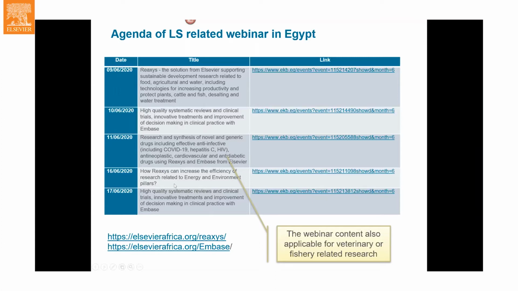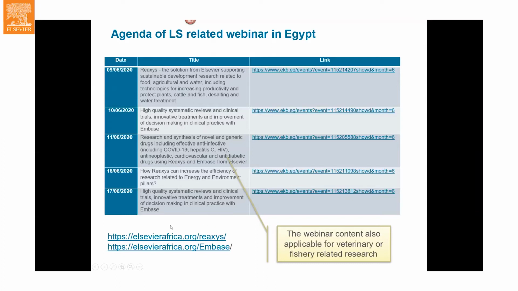The next week, you would be able to get the benefits from the webinar focused on Reaxys and how it can increase the efficiency of research related to energy and environment. We will talk about oil and gas downstream, about green chemistry, about assessment of safety of the research. And after that, we will have another webinar, which would be focused on high quality systematic review, clinical trials, innovation treatment, and improvement of decision making in clinical practice using Embase.